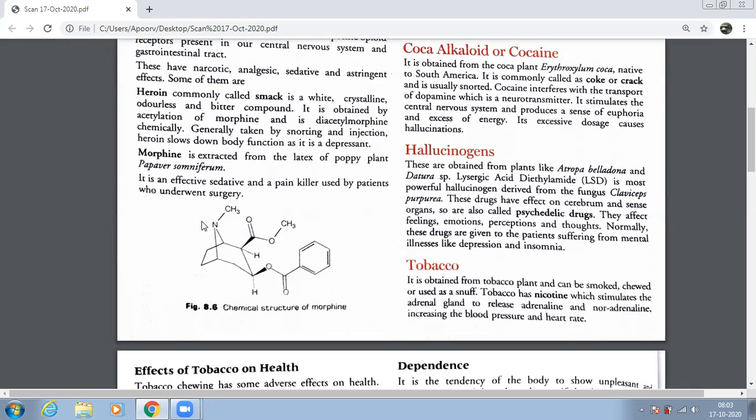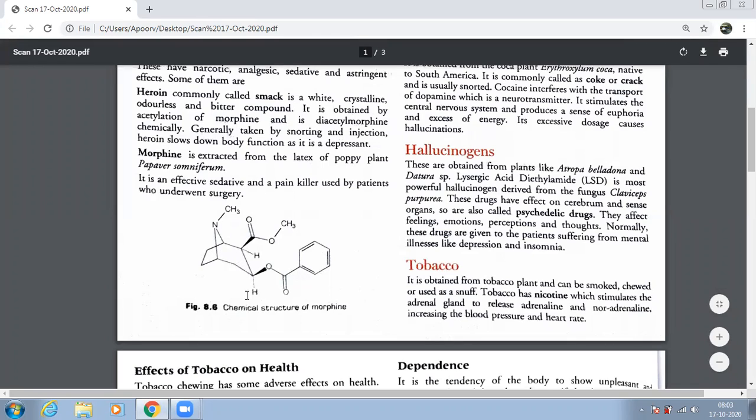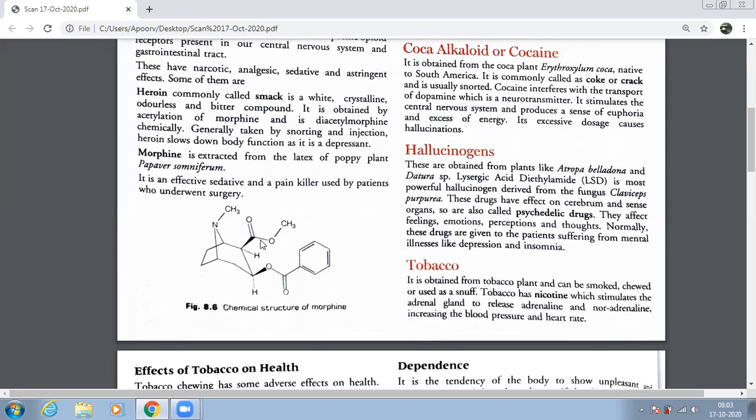There are many fused rings, multiple fused rings which form a T-shaped structure. If you look, you will see many T's inside it. What shape of a structure is this? This is a T-shaped structure. T. See once again, let me explain a little more to you.